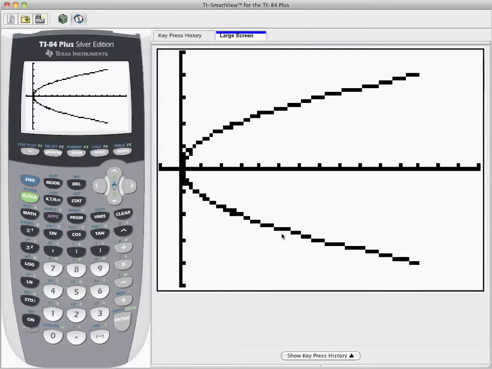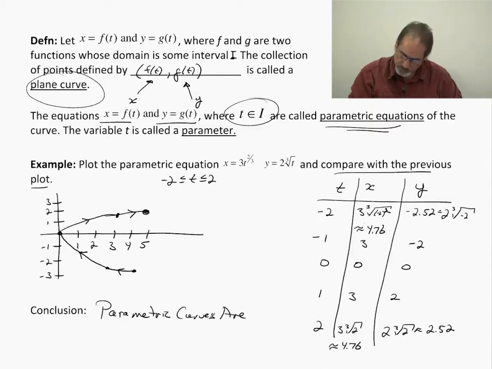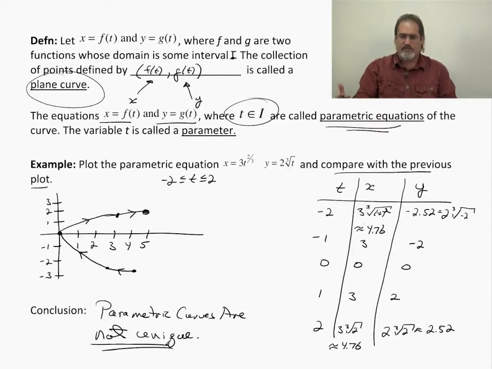So basically, it's the same curve. It just doesn't extend out as far. So the conclusion here is that parametric curves are not unique. I can find more than one set of parametric functions to represent the same curve.